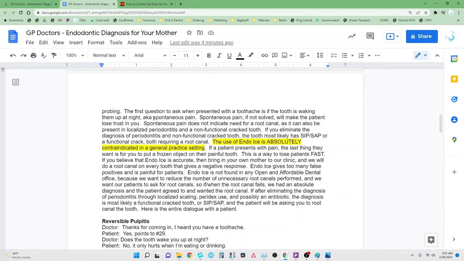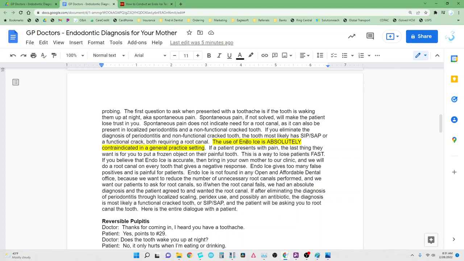Spontaneous pain does not indicate the need for root canals, as it can be presented in localized periodontitis and non-functional cracked tooth. So if you eliminate the diagnosis of periodontitis and non-functional cracked tooth, the tooth most likely has SIP-SAP or a functional crack, both requiring a root canal.